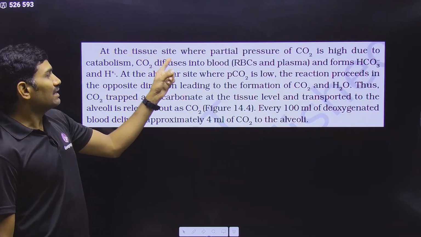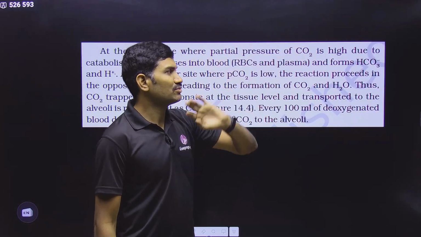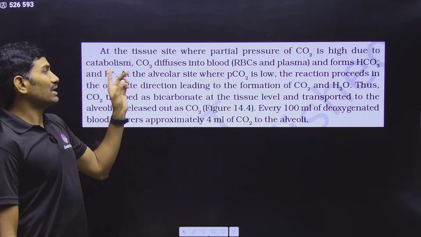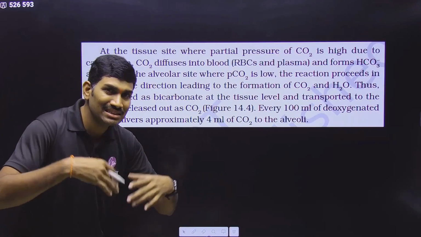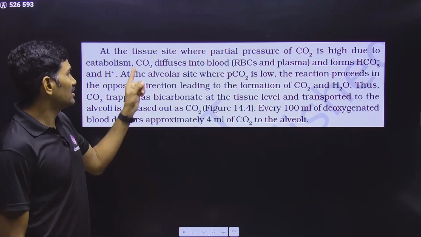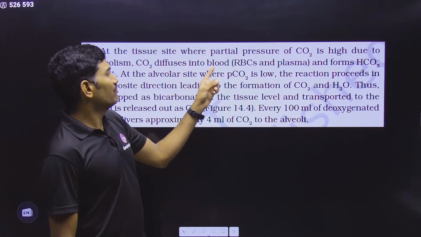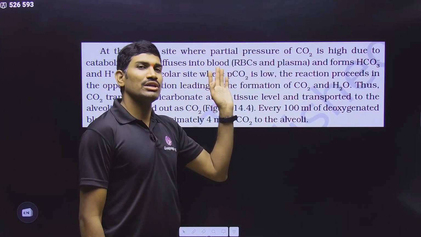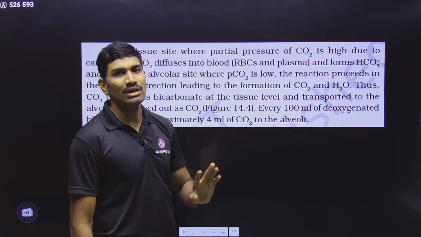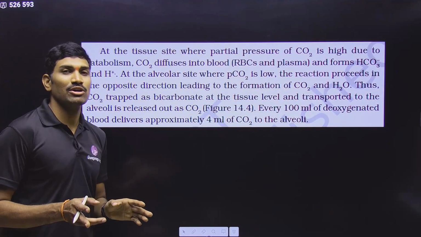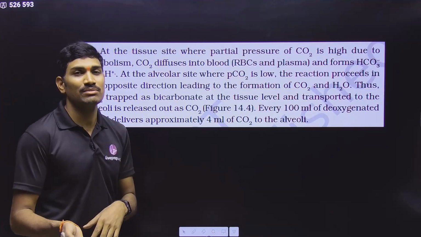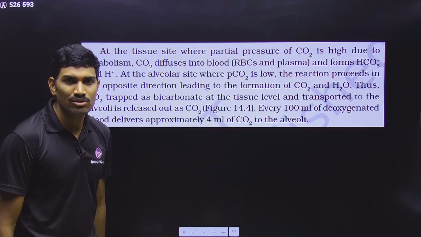Next one, at the tissue site where partial pressure of CO2 is high due to catabolism. So due to the breakdown of various substances in the tissues, more CO2 is released, and this CO2 diffuses into the blood. It is going into the blood plasma, and also into the RBCs, and it is forming the bicarbonate and also H plus ion, because the enzyme is present in both RBC and plasma. So the same reactions are occurring in both locations.